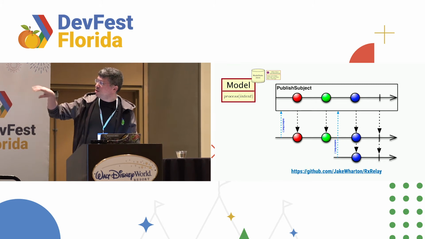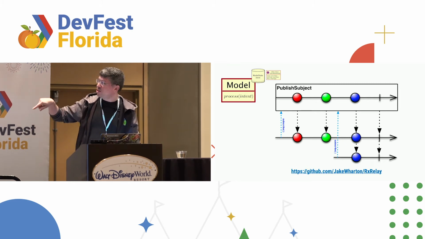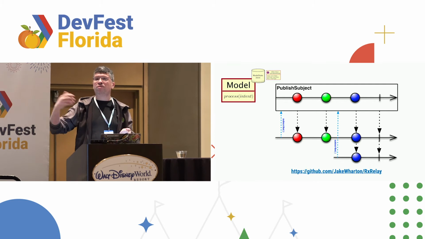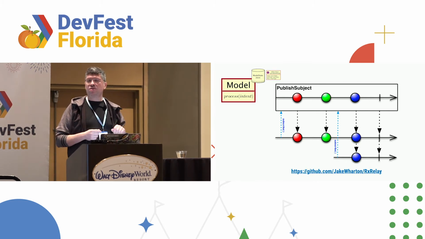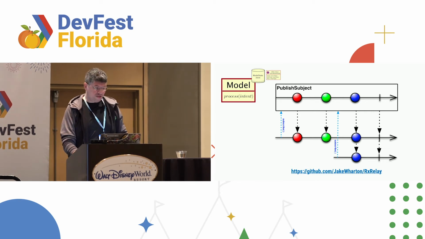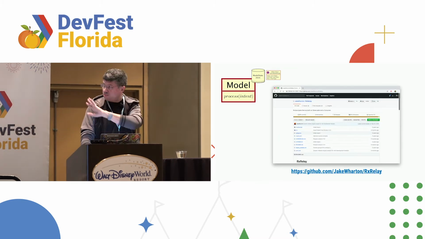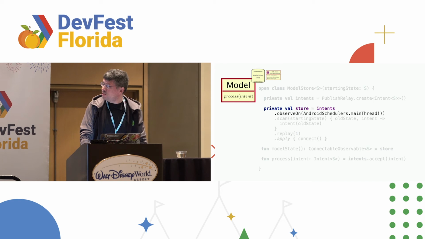So what a publish subject specifically does here is that when you subscribe to it, it's going to give you everything else that comes in as it comes in. It's not going to tell you about the past history of the thing. It's only going to be future objects and future incoming events that are going to be processed through it. So, again, a little piece here about Rx relay, where it comes from.